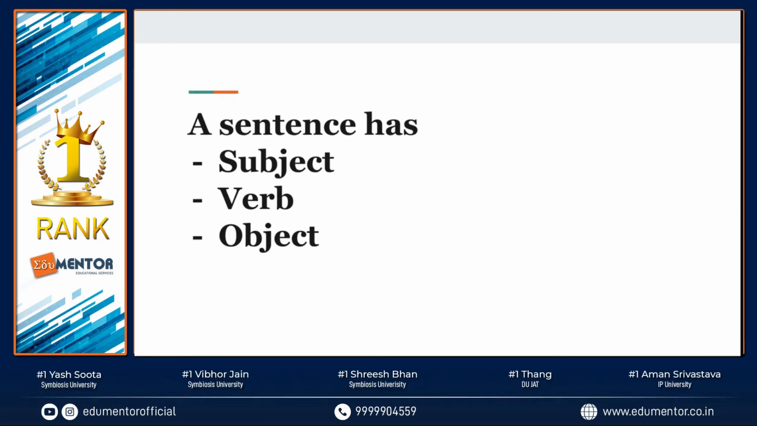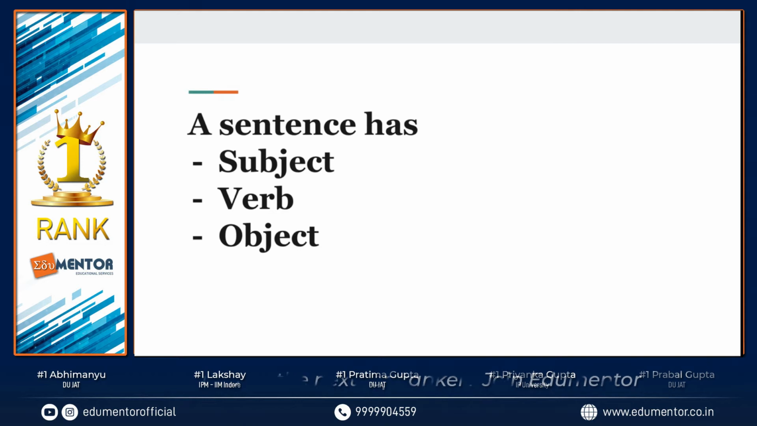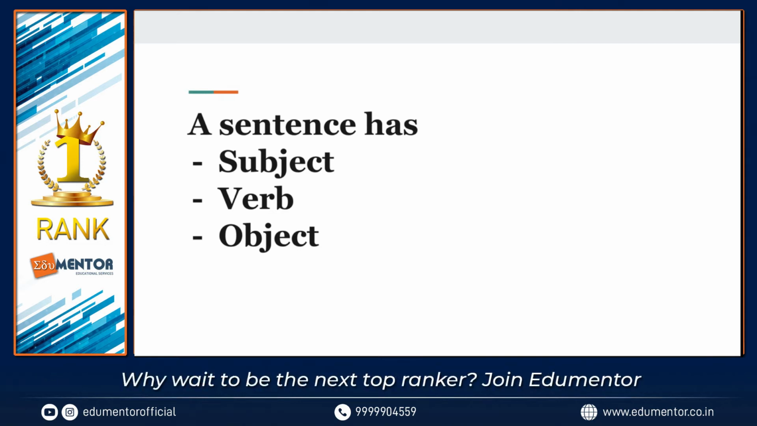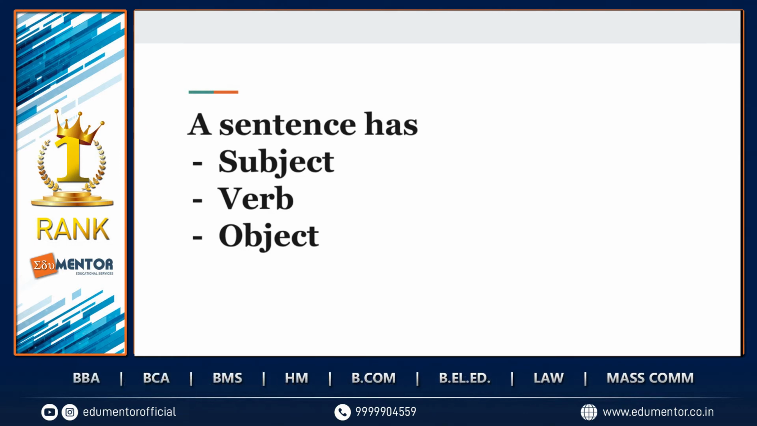Now, many a times I use this example. We can take any example, that I like you, right? So I is a subject here. Like is a verb here, and you is the receiver of the action, that's the object, all right? So a sentence in English, to make complete sense, must have a subject, verb, and object, okay?